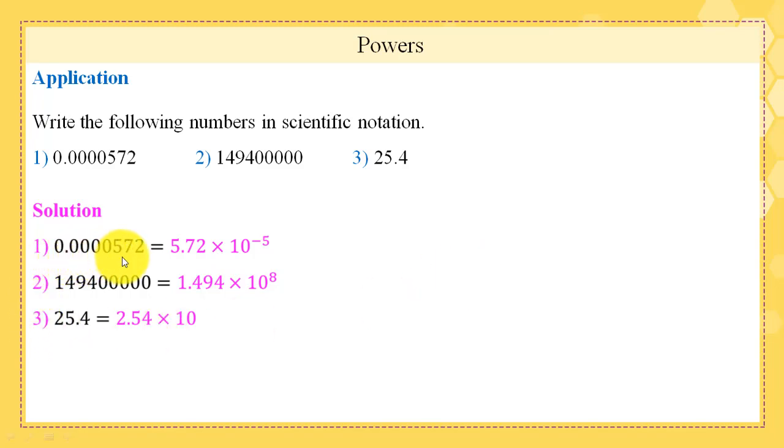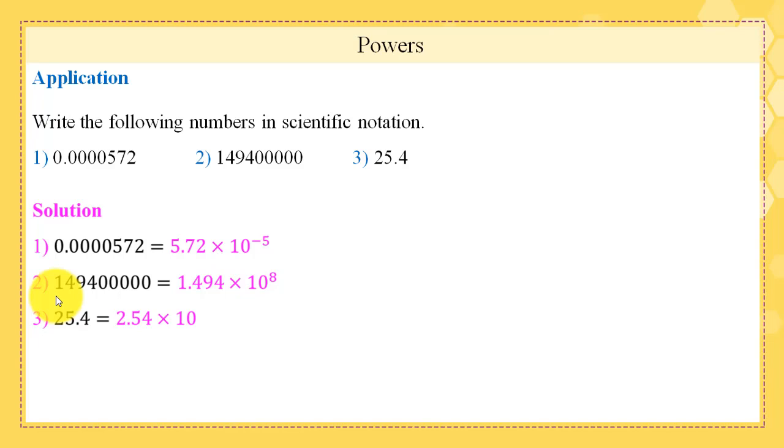0.0000572. We start moving the decimal point to the right, up to catching the first non-zero digit. Here we move 5 places to catch the first non-zero digit, which is 5, so we put the point between 5 and 7. So we get 0.0000572 equals 5.72 times 10 to the power minus 5. 5 represents the number of places we moved the point, and the power is negative since we moved the point to the right.